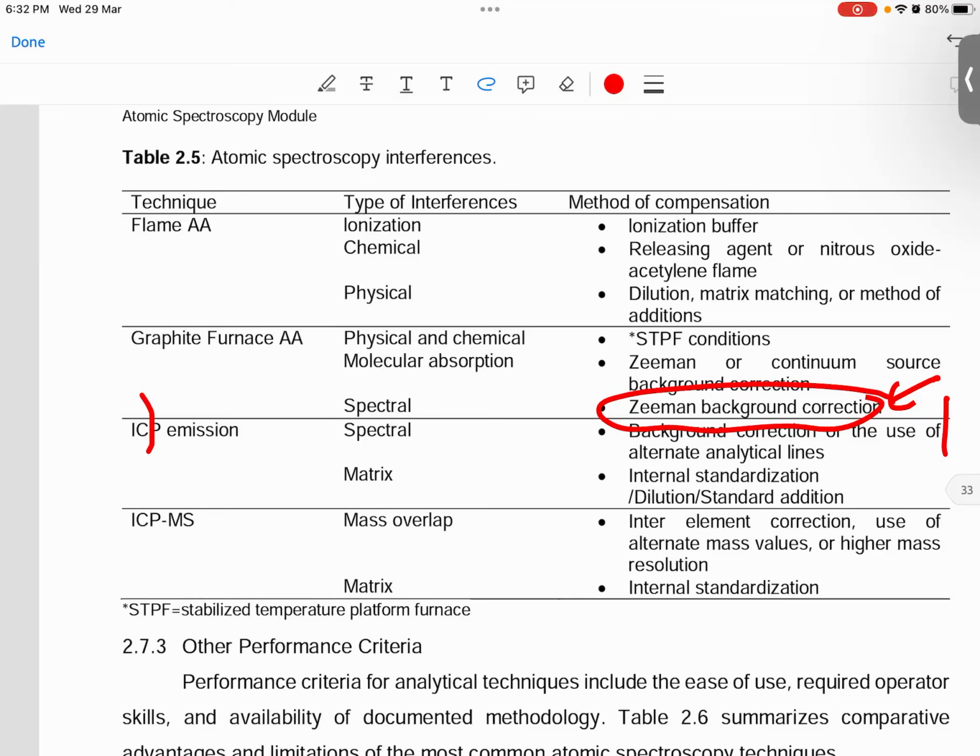It would be good if you can please read on the Zeeman background issue. This is an issue in any spectroscopic technique, the Zeeman. There is a lot of Zeeman effect on spectroscopy techniques.